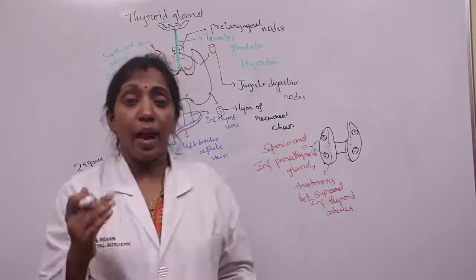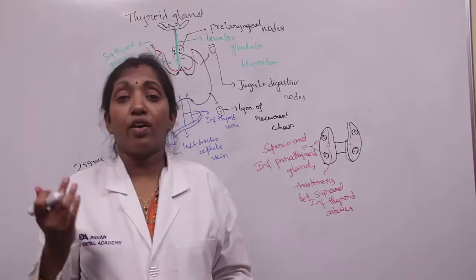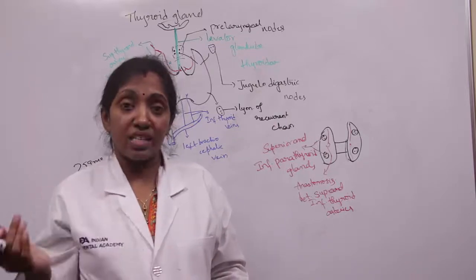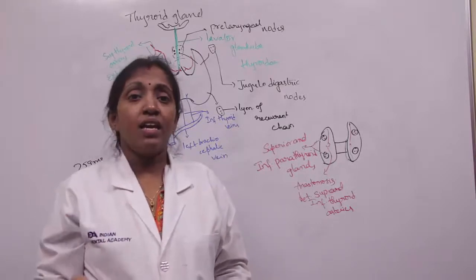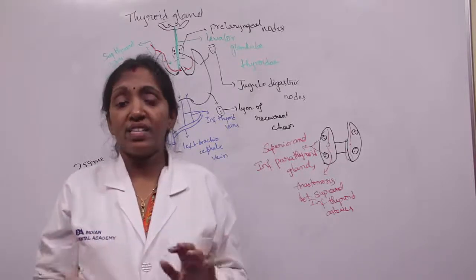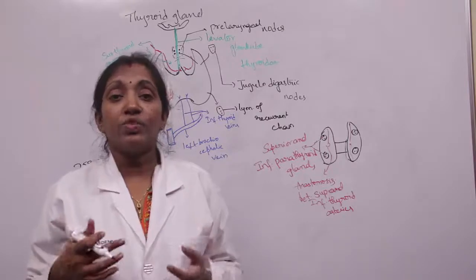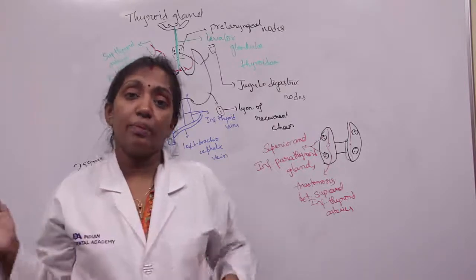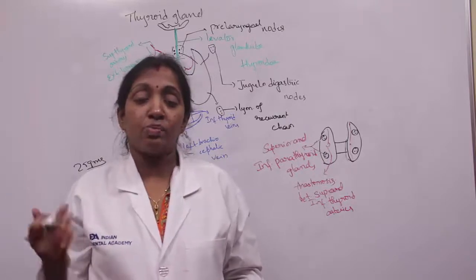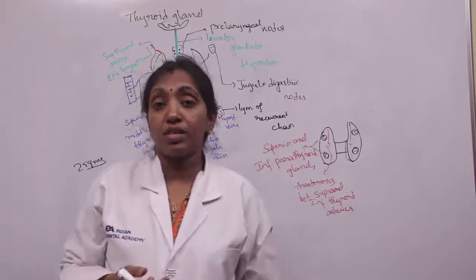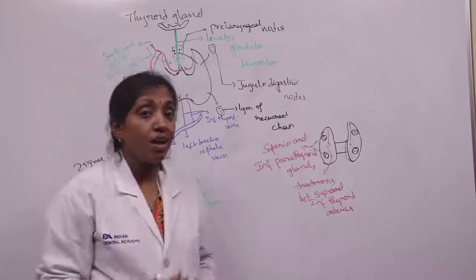Because the posterior layer of the false capsule is very thin, any swelling or tumor extends backward without any swelling in front. So it obstructs the structures on the back side, that is the esophagus and whatever structures are present behind the thyroid gland, because the tumor goes backward.